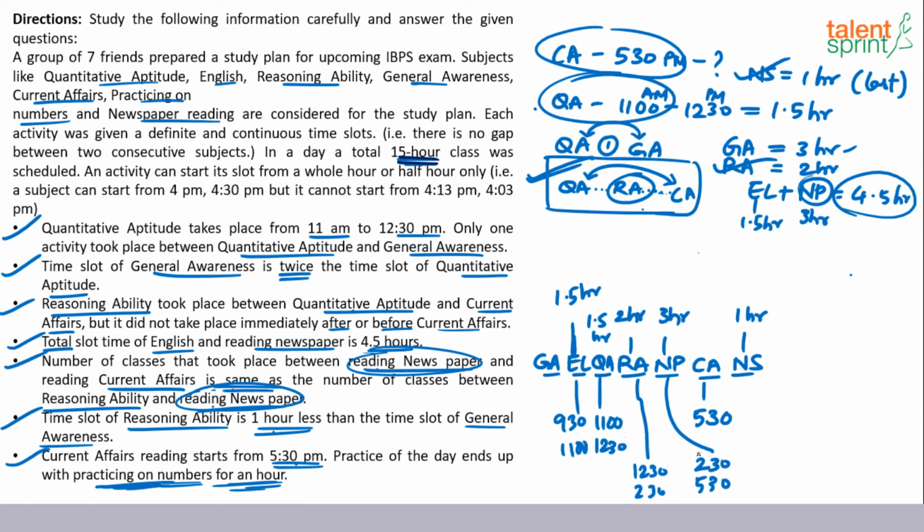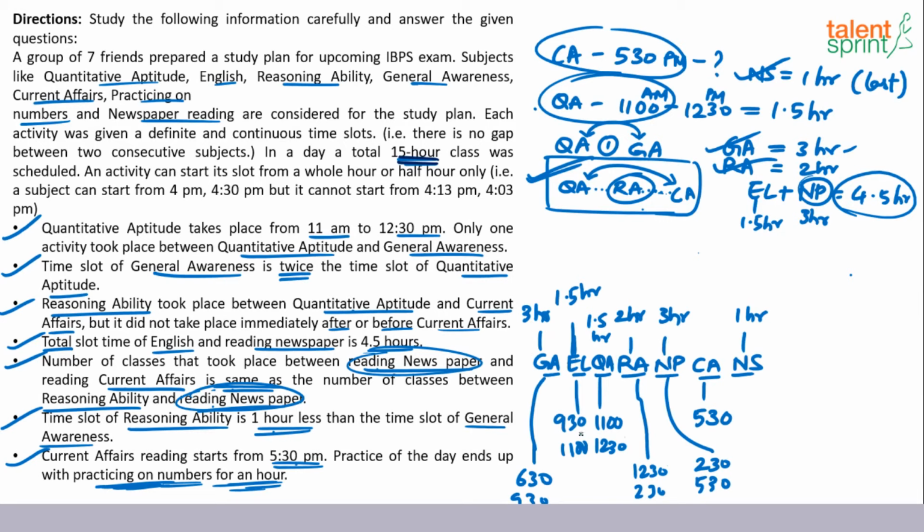Anyway, so newspaper reading is 3 hours. Current affairs started at 5:30. When does it end? We can't say that. General awareness, we know, is 3 hours. So we will know the start of the day. General awareness ends at 9:30. How do we know it ends at 9:30? Because only when it ends at 9:30, English language can start at 9:30. So general awareness time slot is 6:30 to 9:30. You getting it? It started at 6:30, ends at 9:30 for 3 hours.